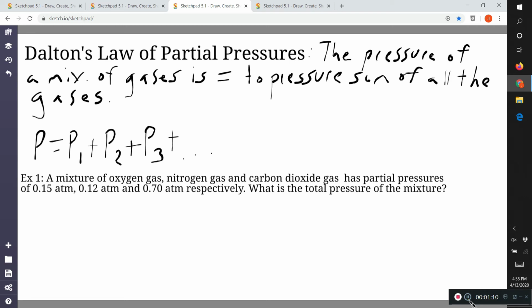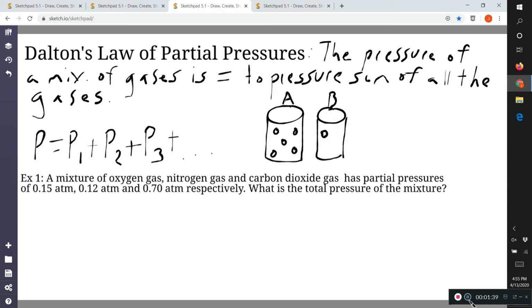So let's give a real quick visual of this. Let's say that we have a container, and assume these have lids, and in this container is gas A, and it has 5 particles, very small sample. It's going to have a certain amount of pressure. And we have gas B. We're going to draw these using squares, and there's 4 of those. Pretend these are good squares. And that's going to have a certain amount of pressure.